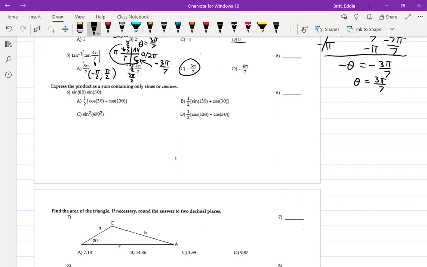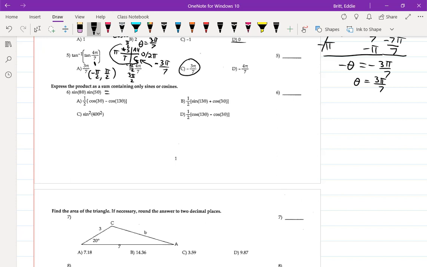All right, for these next few, or for any problem, make sure you use your formula sheet. I don't expect you to remember all of those formulas. The next one says express the product as a sum. So if you look at your product to sum formulas, you can see that sine times sine is going to be the first formula under your product to sum formulas.